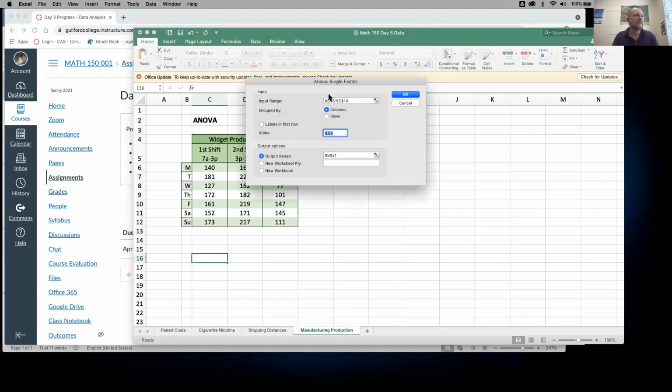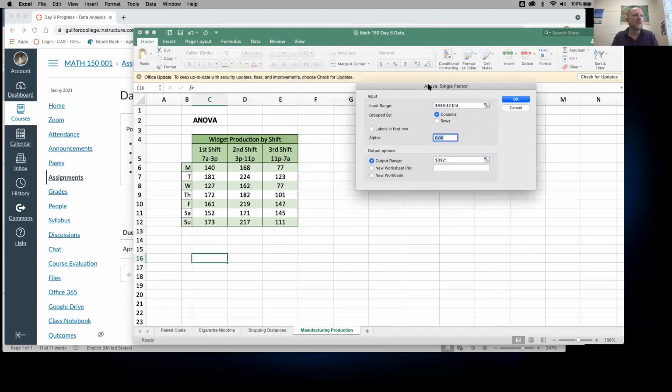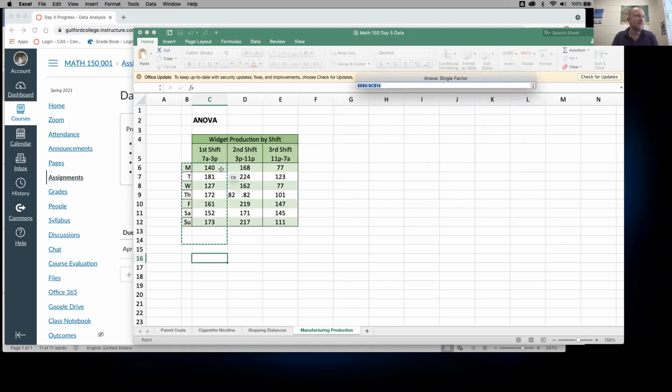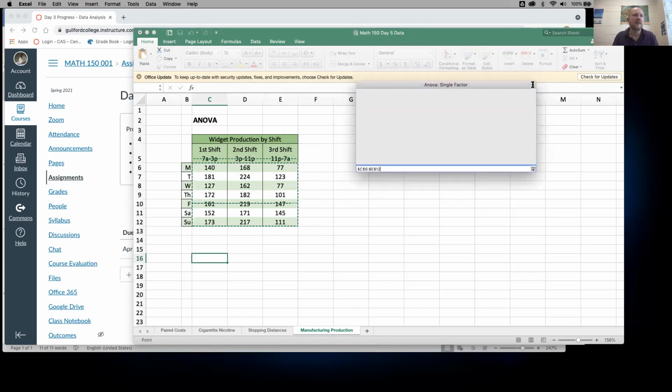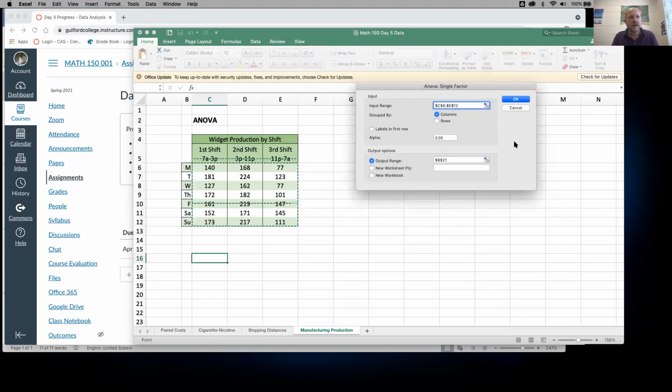We tell it okay. And now it wants us to do our input range. If you can read that there, you'll notice that it has a range that has to be contiguous. They have to all be next to each other. So I'll hit the red button and I'm just going to highlight the 3 columns that I've got there. Tell it that's okay. It does have the option of whether to have it grouped in columns or rows.